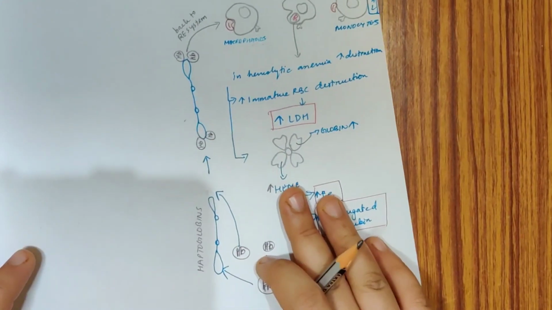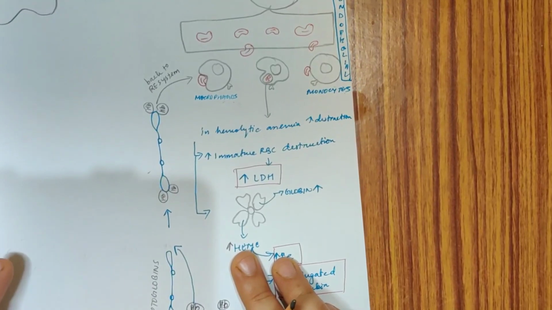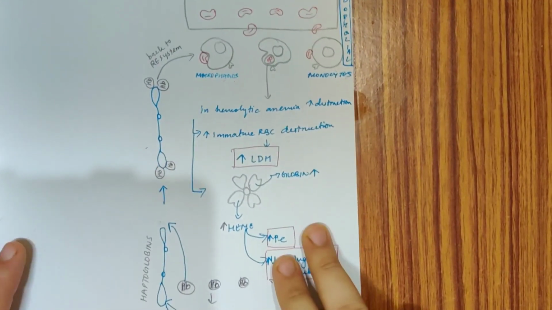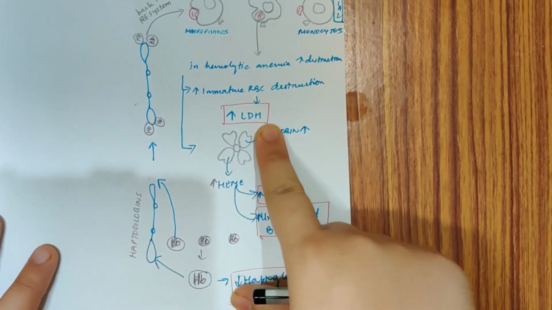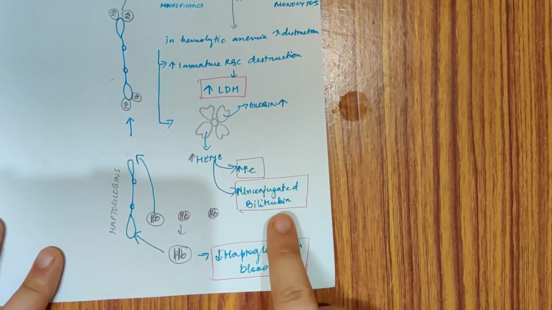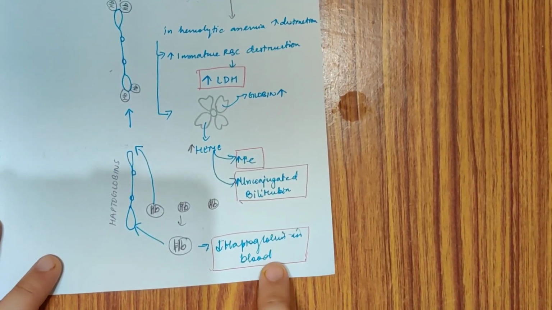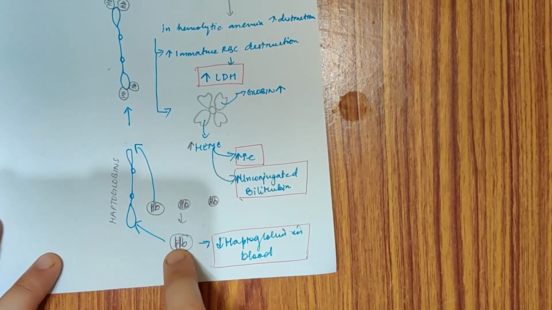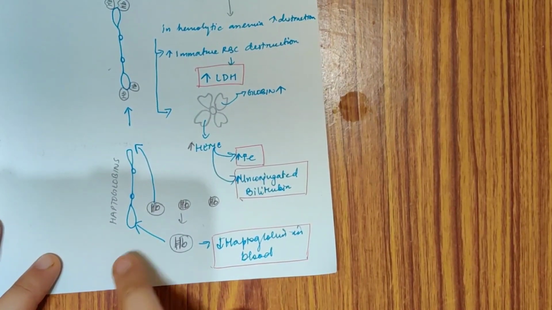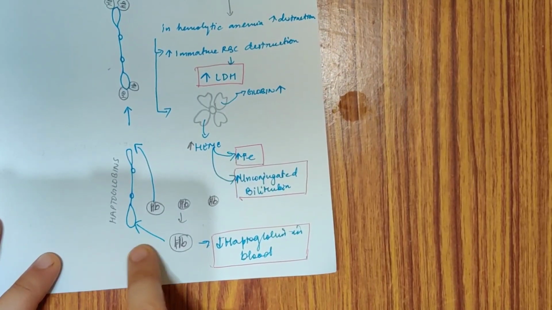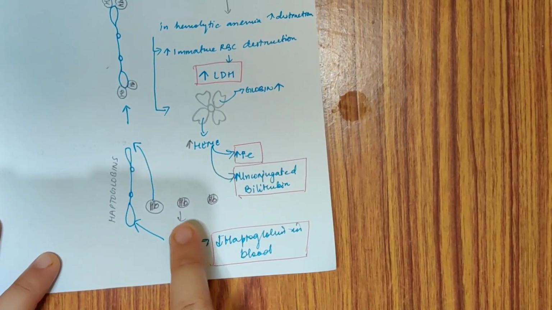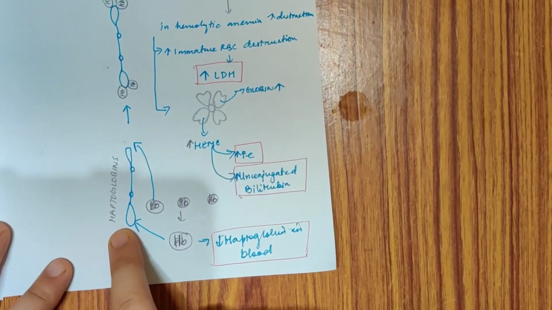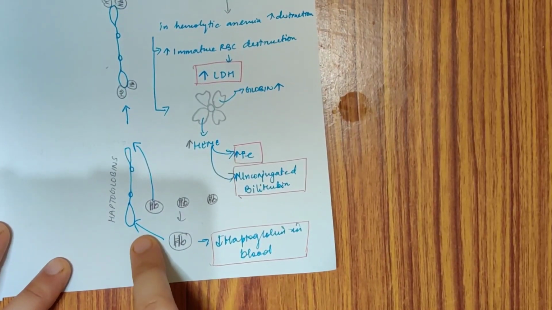So in extravascular hemolysis, you will have increased lactate dehydrogenase, increased iron, increased unconjugated bilirubin, and decreased haptoglobin in the blood. Why decreased? Because these haptoglobins are capturing all the hemoglobin. Even if there are thousands of haptoglobins, they will attach to all the 2000 hemoglobins. So the haptoglobin level will be less because it's actively doing its work.